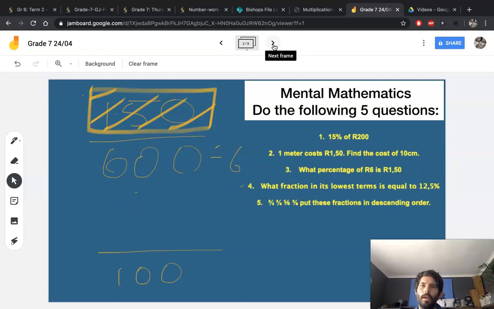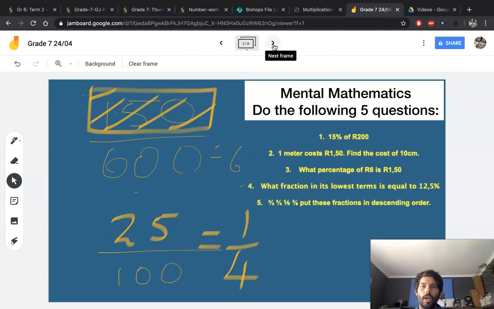Okay? So 120 divided by 6 is 20, and then we're left with 30 divided by 6 is 5, so the answer is 25. Sorry, I think I might have said 15 originally, so my mistake. So that's 25, and we know that 25 over 100 is equal to 1/4.